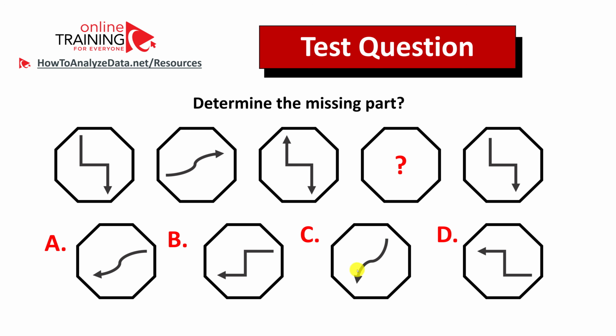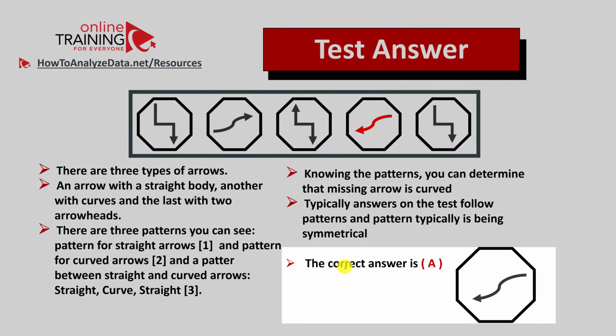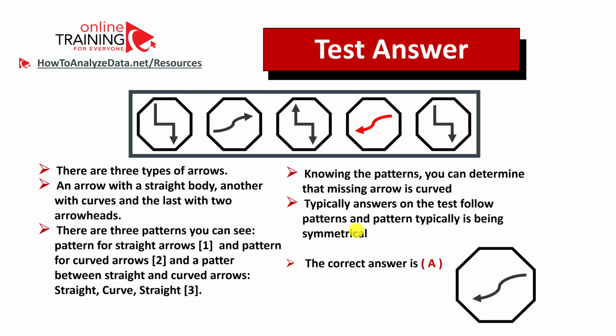So the arrow in choice C is not symmetrical to the arrow in shape 2. This is why the correct answer here is choice A. Hopefully you've nailed this question, or in case you didn't, now you would know how to answer similar problems on the test.